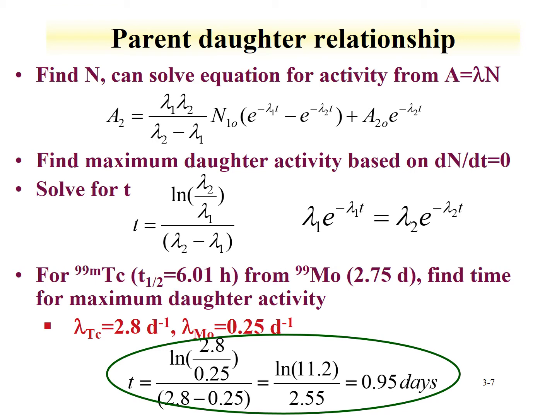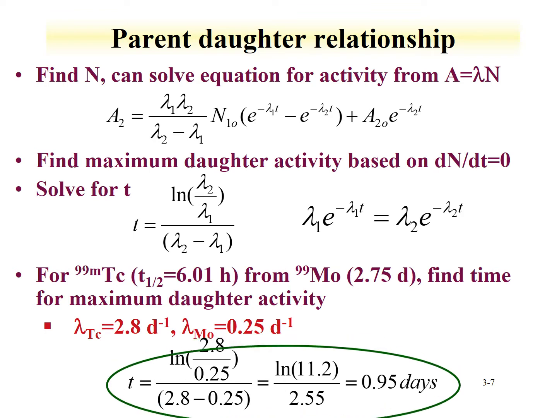Well, we just plug in the lambda 2, which is the technetium. Lambda 1 is the molybdenum. We make sure the units are the same, days and hours. So make sure you convert these hours into days. And this basically says in about a day, this has reached a maximum. And this is actually a useful consideration, useful term.